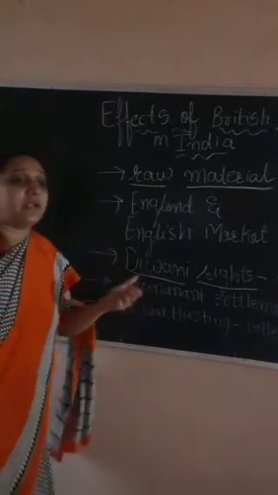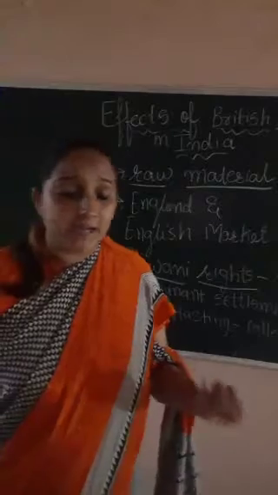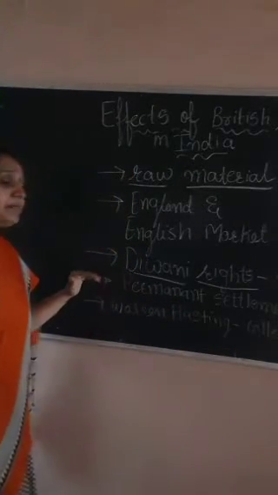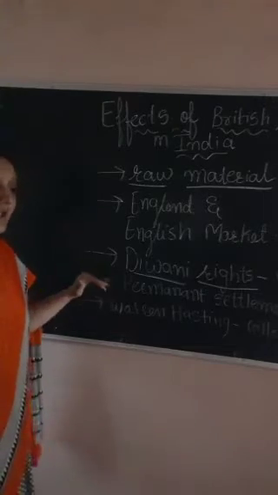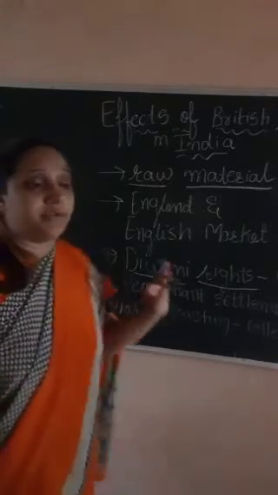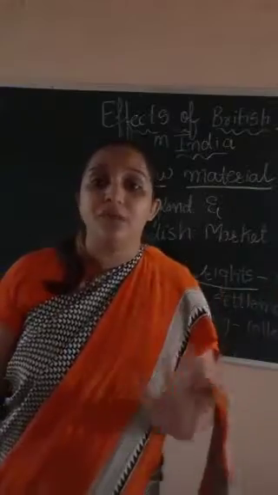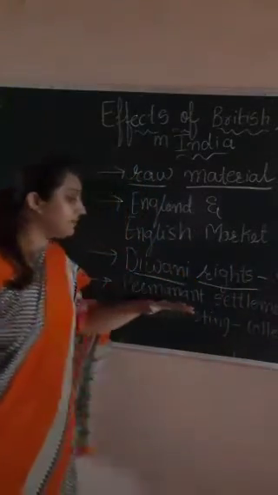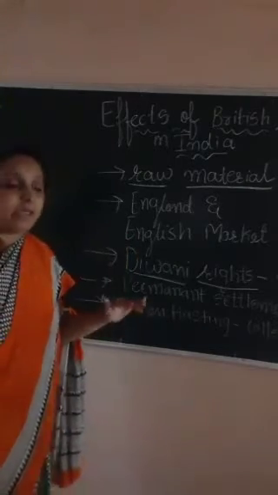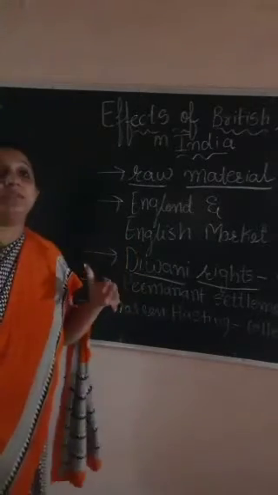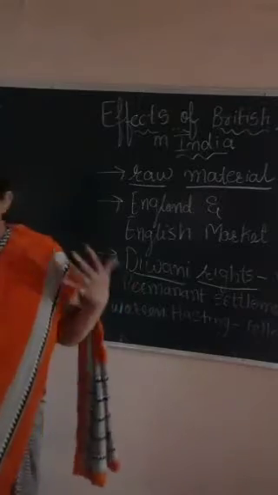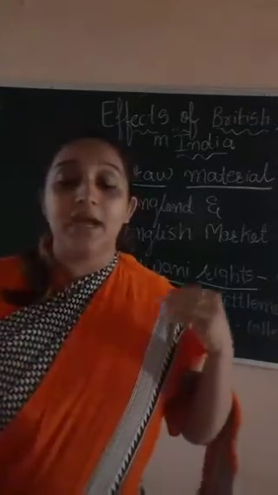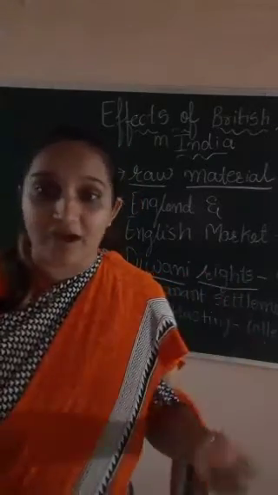Diwani right means to collect revenue from the farmers, right? Now students, after that they even started the Permanent Settlement Act. Governor General Lord Cornwallis started the Permanent Settlement Act. Now in this, what was the condition, what did they have to do? In the Permanent Settlement Act they had to collect revenue from the poor farmers.